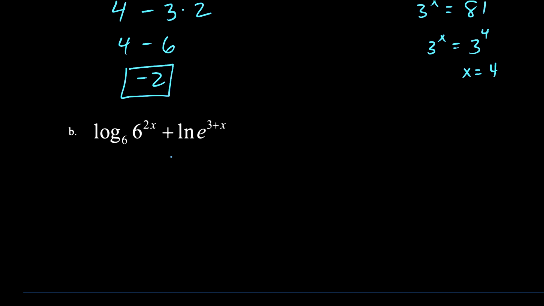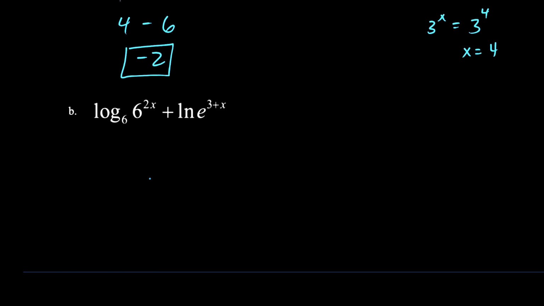The next example uses the idea of inverse, where we have log base 6 of 6 to a power. So those two values, a lot of people say cancel each other out, they undo each other, different ways we can write this, but basically log base 6 and the base 6 to a power undo each other, leaving us with just 2x. ln, which is log base e, undoes base e to a power, so those two will undo each other, leaving us with just 3 plus x. Can't lose that plus sign in the middle.